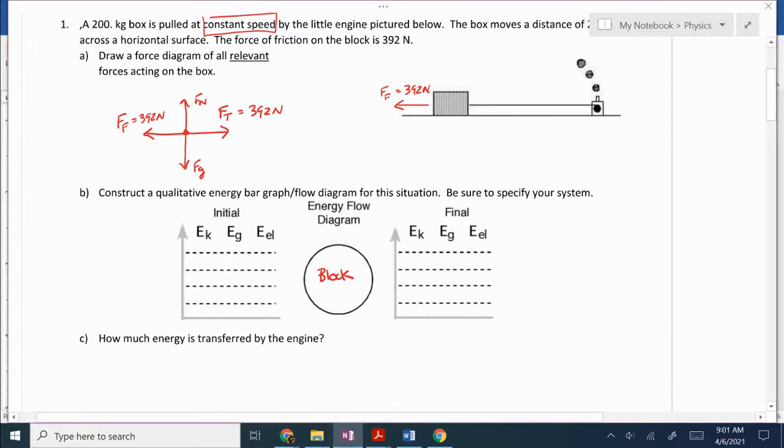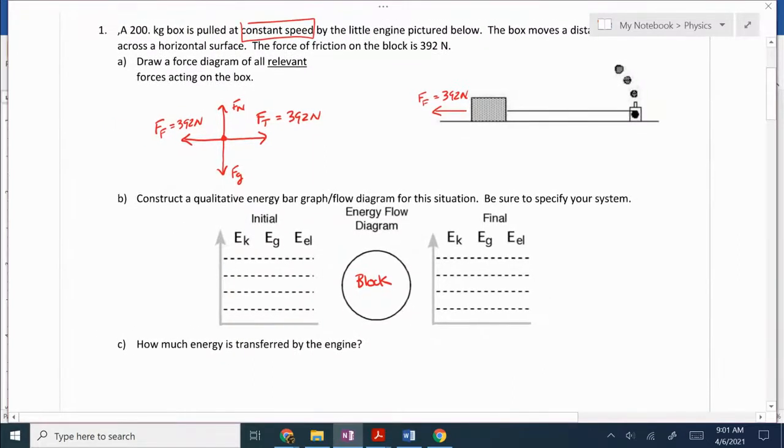So now we could put kinetic energy in the system. However, since the kinetic energy is not increasing or decreasing, because it's moving at a constant speed, I'm just going to leave that off. When I go to write my equation, it's just going to kind of mess things up a bit. So we know that we are adding energy here, and this would be from the motor.